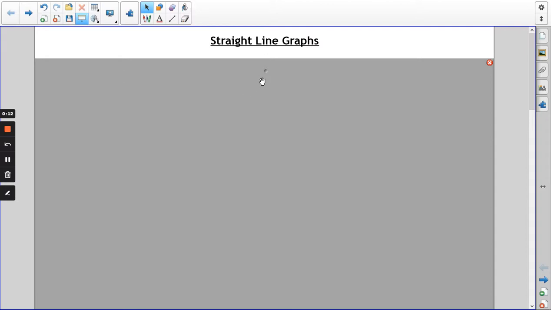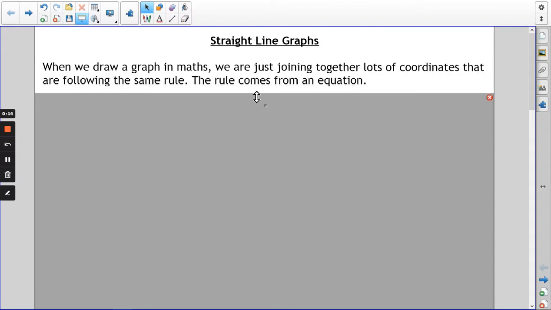When we say straight line graphs, I mean a graph joining x and y, like an algebra graph, related to algebra, not a graph of how many cats or dogs people own. These are mathematical algebra graphs with x's and y's, where the axes are x and y. Like you did with the coordinates, the x-axis goes across and the y-axis goes up and down.